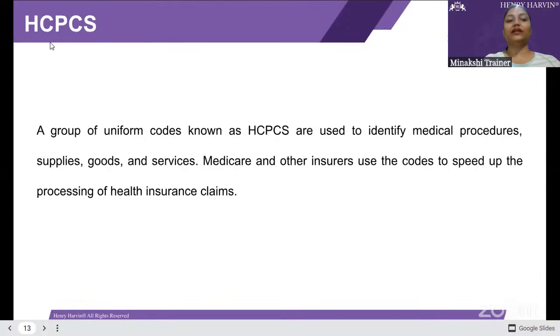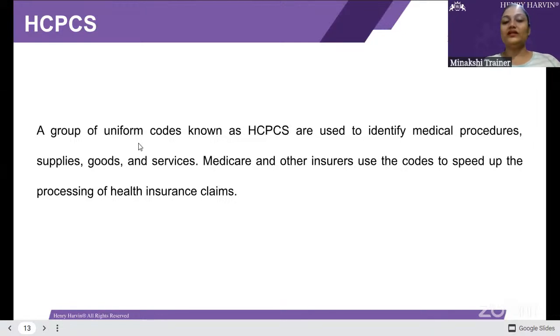Next to the last section, we'll be talking about HCPCS. You can call it HCPCS or HIPICS. These are the books, manuals, or categories of codes. In this section, what kind of codes will you be getting? Mostly a few procedure codes, supplies, goods, services, and equipment codes will be available in HCPCS coding.